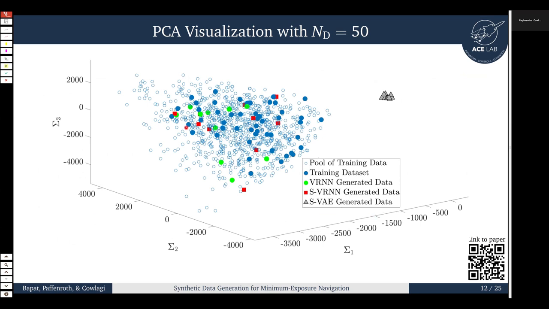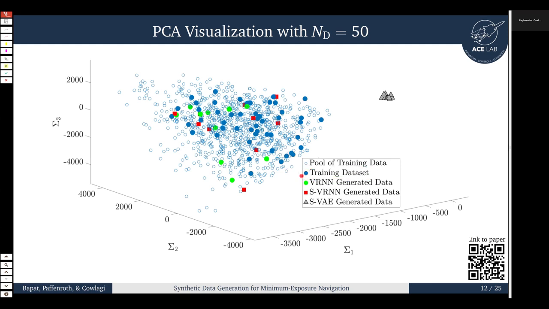So this is a visualization of the outputs of the three different models as compared to the training data. So this is a principal component visualization. So we plot, or visualize, the first three principal components. The blue dots, whether they are hollow or filled, are training data. So essentially, this is the pool of training data that I mentioned. The pool is large, of which we choose a smaller number to actually use for training. So those are the filled dots.